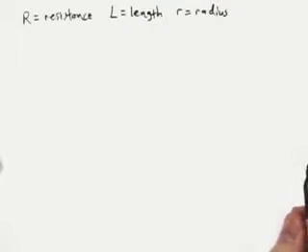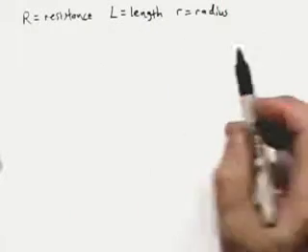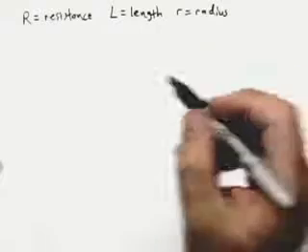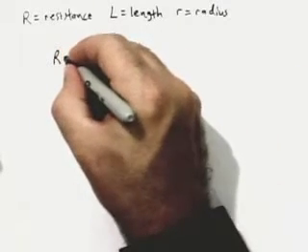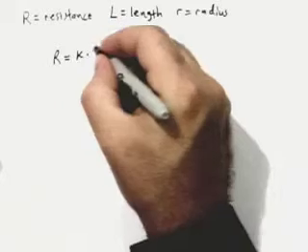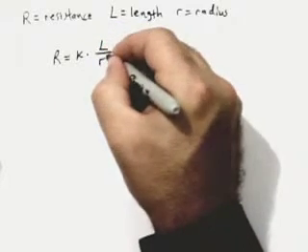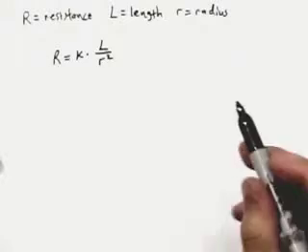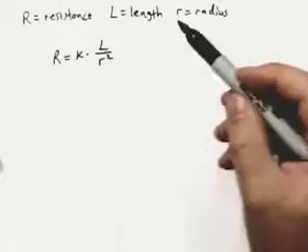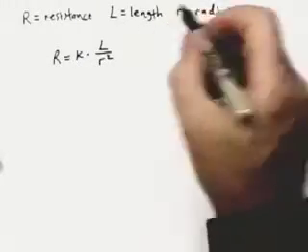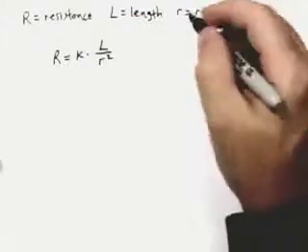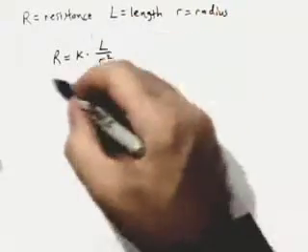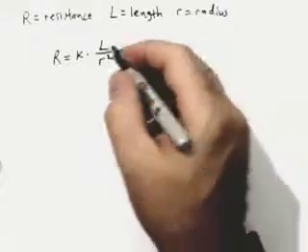Because the resistance varies directly with the length L and inversely with the square of the radius, we can write capital R is equal to K times capital L over little r squared, where K is our constant of proportionality. To find the value of K, we'll use our given values for R, L, and r, and plug them into our equation and solve for K.